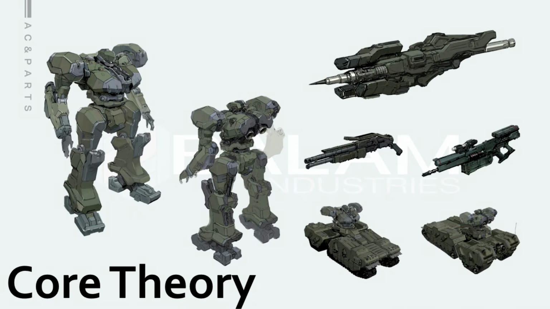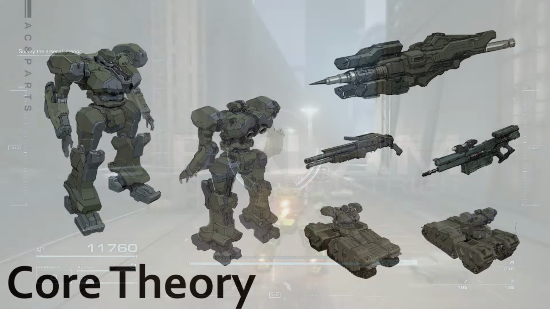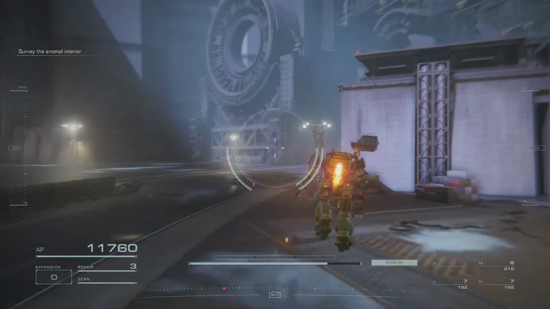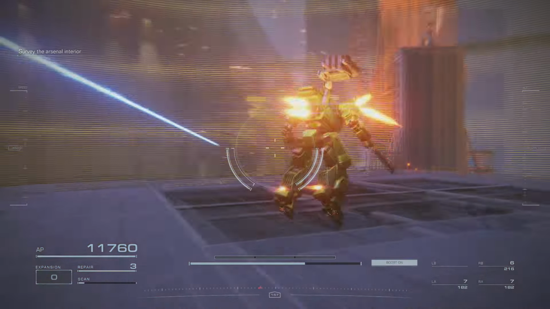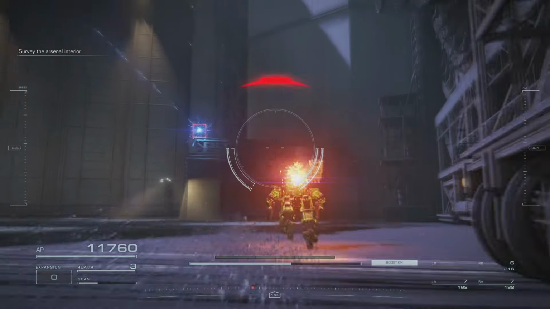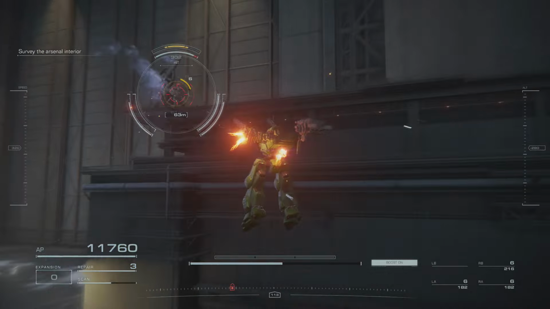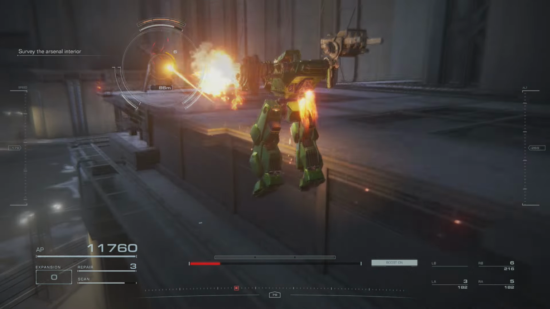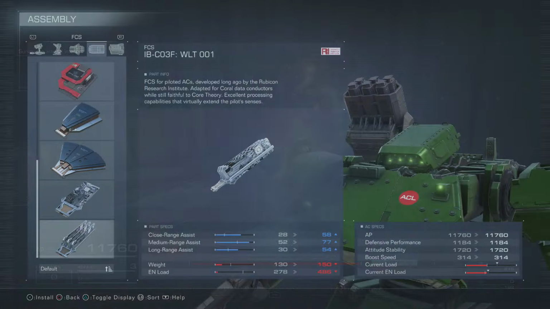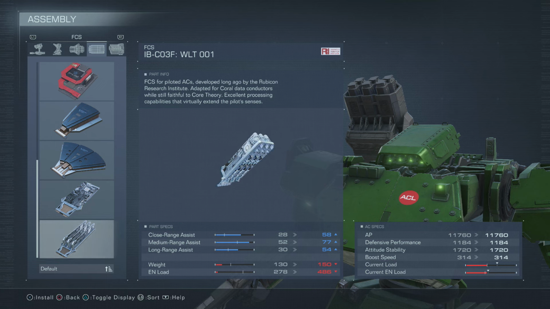Now onto the core theory, introduced in Armored Core 6. This theory is more about a style of combat that armored cores of this time are designed around. In this theory, close combat is what an AC should be doing, and this idea was started before the fires of Ibis. We know this thanks to the description of the FCS part, the IBCO3F, which reads, "FCS for piloted ACs, developed long ago by the Rubicon Research Institute, adapted for Coral data conductors, while still faithful to the core theory." There are many other parts that talk about this close combat theory.